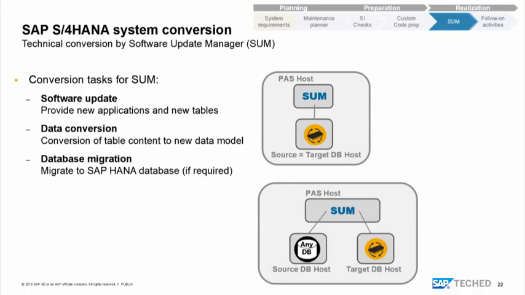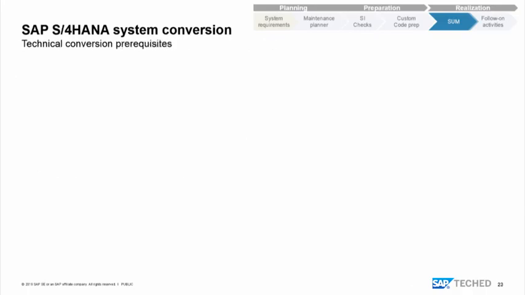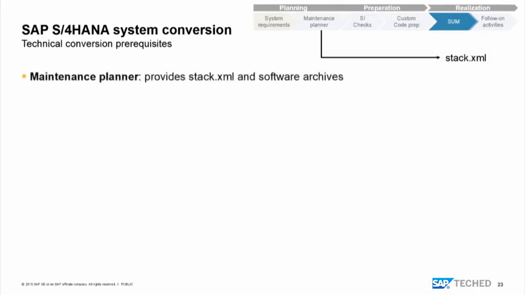So what is required before you start the software update manager? Up above you see again this picture. So of course you have to run the maintenance planner to provide the stack XML and the software archives. You have to run the maintenance planner, you have to do the checks, they have to be green, you have to do the planning, otherwise you cannot start the software update manager.